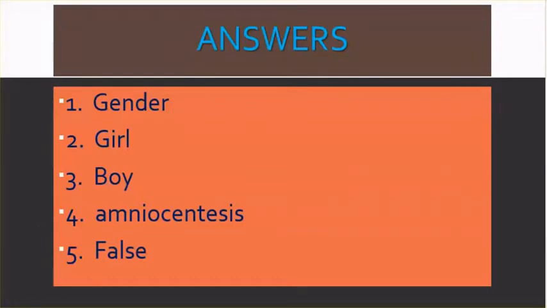Answers. Number 1 is gender. Number 2 is girl. Number 3 is boy. Number 4 is amniocentesis. Number 5 is false.